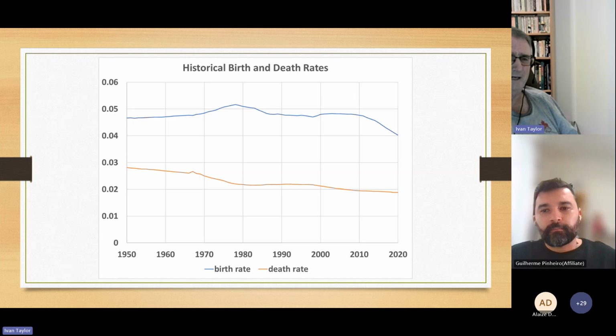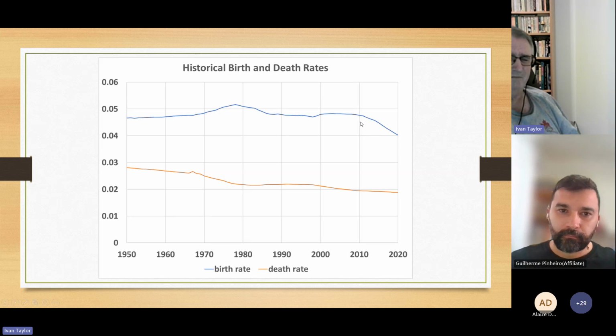Look at the birth rate. You see that it was quite high, and then notice that just around 2010 there was a significant decline in the birth rate, and so that was the key to my opinion that there was going to be a demographic transition.